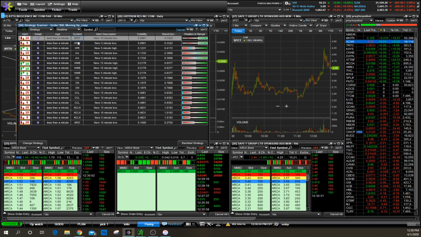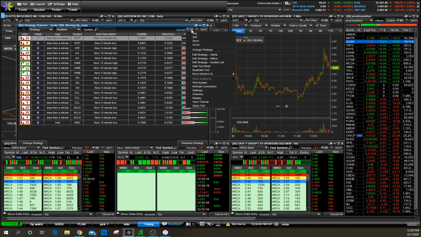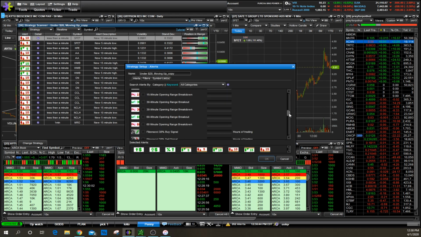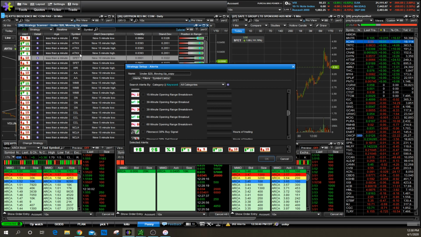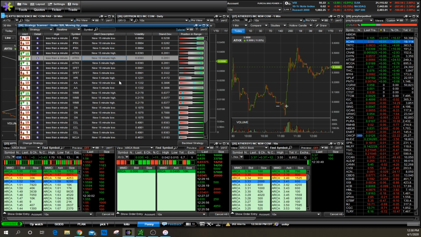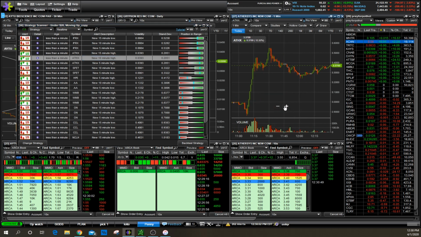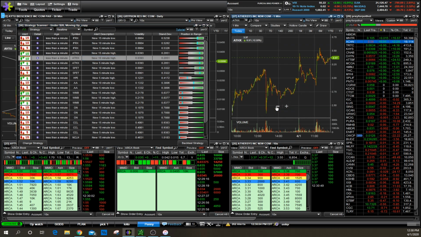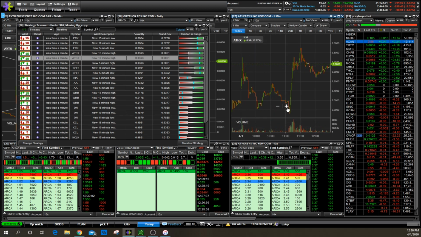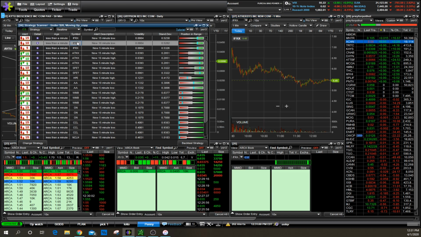This is definitely a great tool to have. I might put this up on one of my screens. Though I do want to edit it to let me see what that is. What is this? 10 minute high. Looks like a biotech. IFRX.